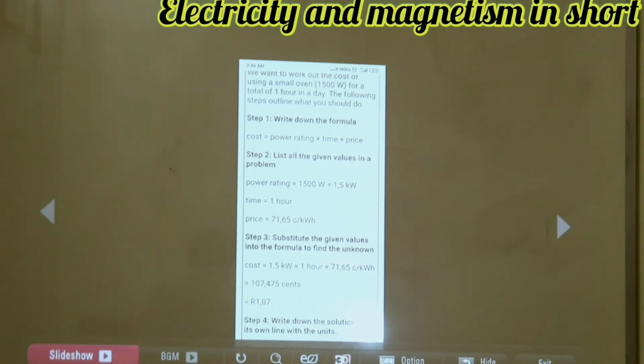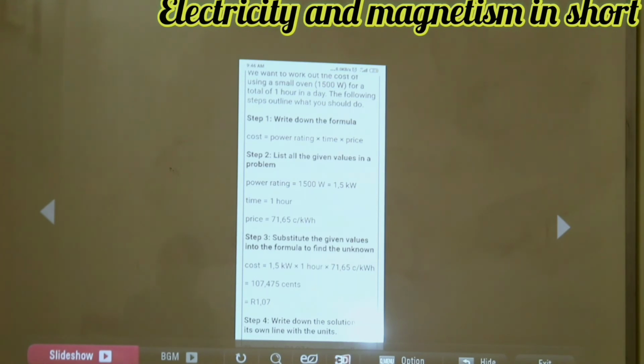So look at this question. We want to work out the cost of using a small oven, 1500 watt, for a total of 1 hour in a day. The following steps outline what you should do. In step 1, write down the formula. Cost equal to power rating multiplied by time multiplied by the price.